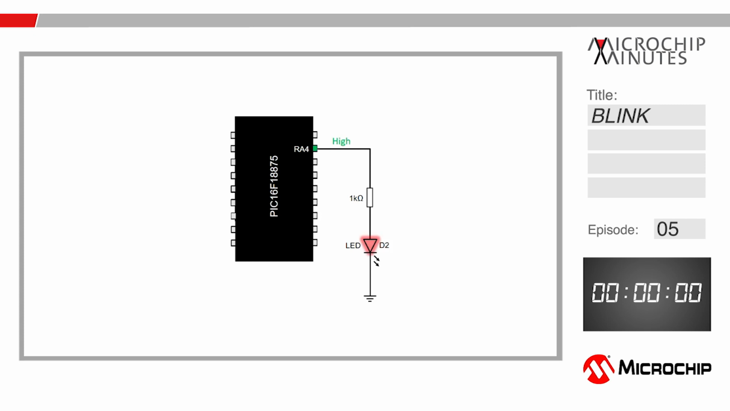Hey everyone, Mamun here from Microchip, and in this episode we are going to build a blink application. This basically means we'll be driving a pin on the microcontroller high and then low to turn on and off an LED connected to one of its pins.